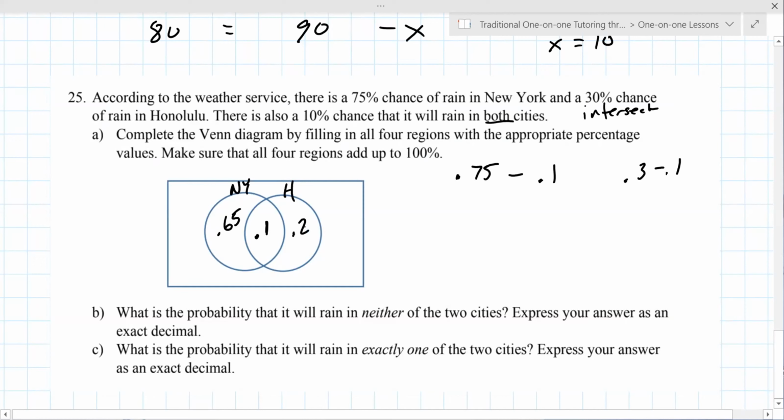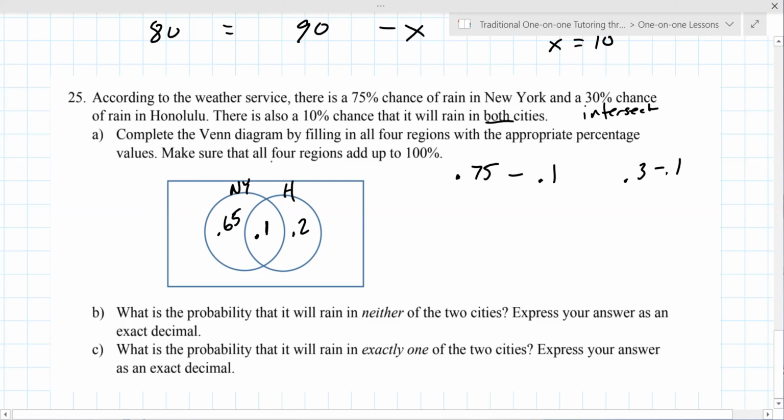And you should always check this. Is 0.65 plus 0.1 a 75% chance? Because that's what that circle represents without the other one. And then 0.1 plus 0.2 is 0.3. Yes, that's what it adds up to.